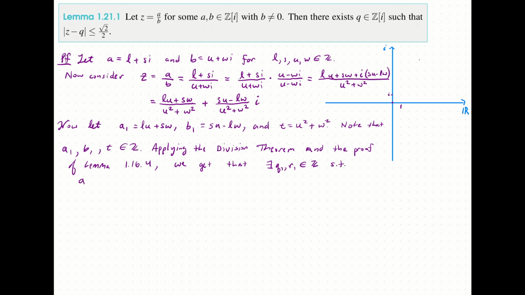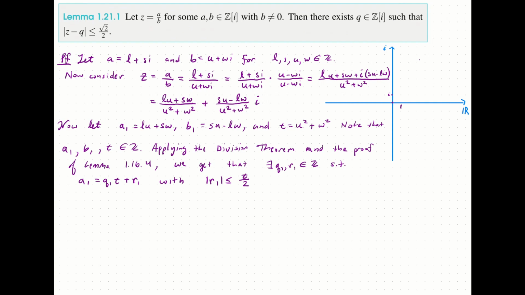A1 is equal to q1t plus r1, so that's just applying the division theorem. But where lemma 1.16.4 comes in is that it tells us that we can choose the absolute value of r1 to be less than or equal to t over 2. And so we have this here.